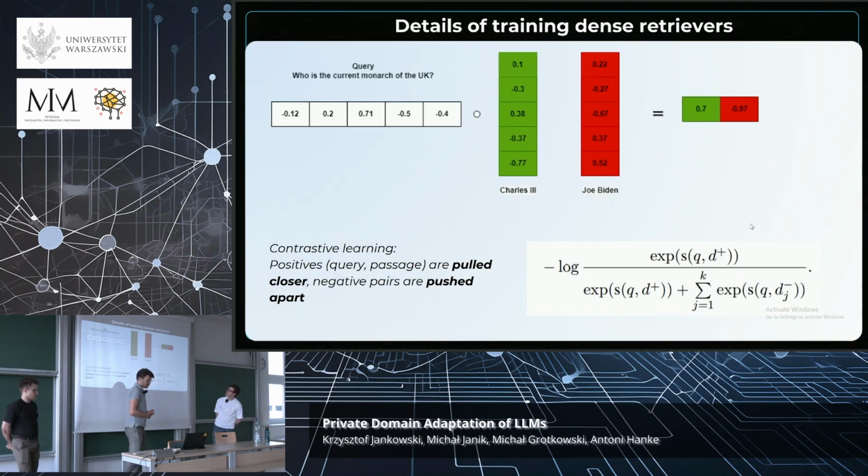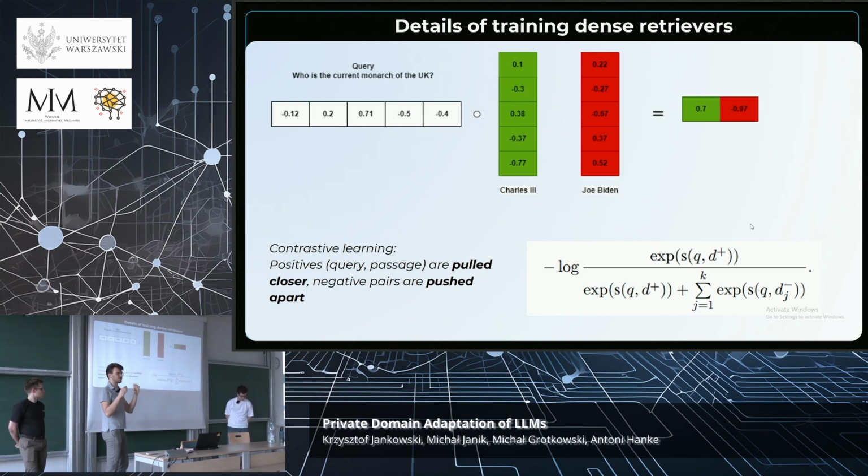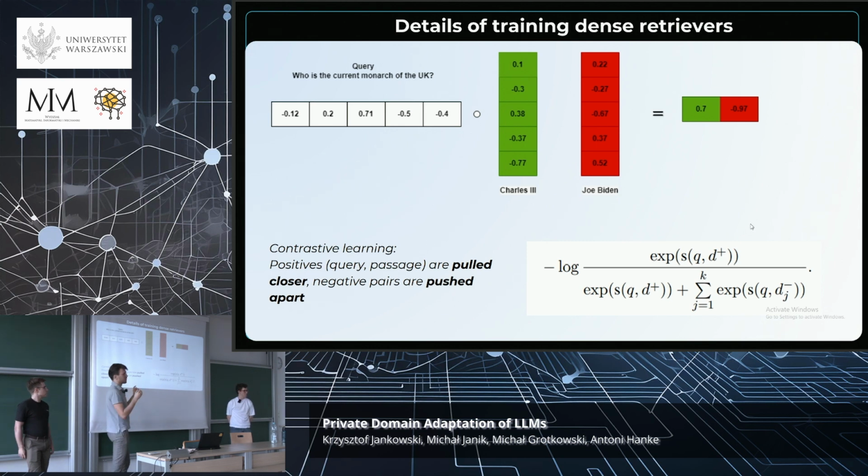To train a dense retriever, we have vector representations of a question, of a relevant passage, and of an irrelevant passage, and we want those vectors to be either close or far apart from each other. In order to do that, we use contrastive learning. This formula asserts that relevant passages are close to questions and irrelevant ones are far apart in terms of cosine similarity.